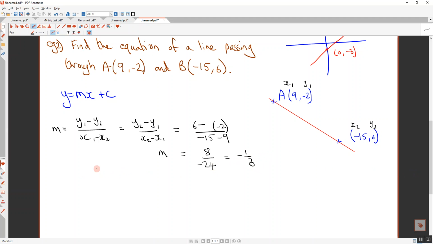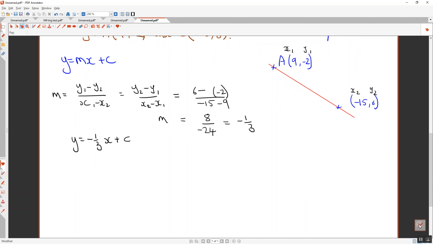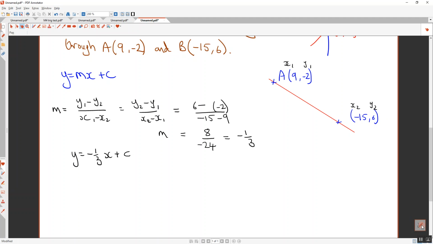Excellent. Once I've got that, let's substitute that in. I've got -1/3 x plus c. Savi, can I just write down c as -2? No. Can I write down c as 6? No. Why not? Because the x value for the y-intercept is always 0. And in this case, these are neither zeros, so I can't do that.